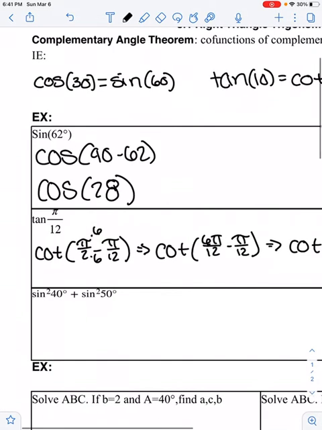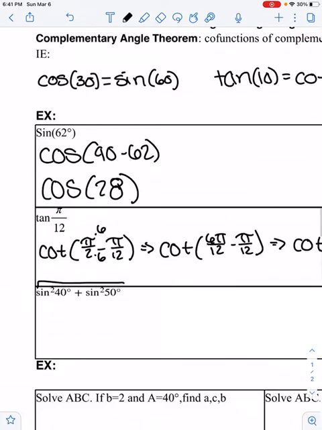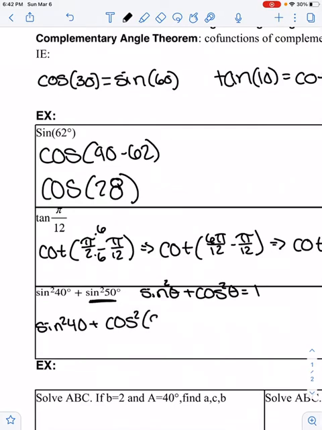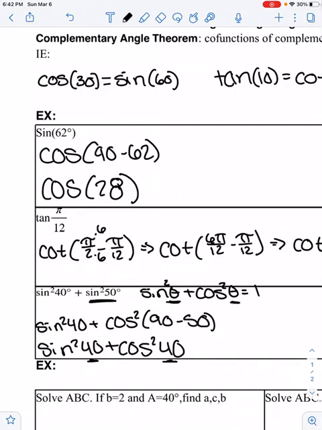For this last example, this looks close to our identity of sine squared theta plus cosine squared theta equals 1. So I can change this sine squared to a cosine squared. So sine squared 40 plus cosine squared of 90 minus 50, and then 90 minus 50 is 40 degrees. And now that they have the same degree, just like in our formula, they both have theta and it's the same, so this simplifies to equaling 1.